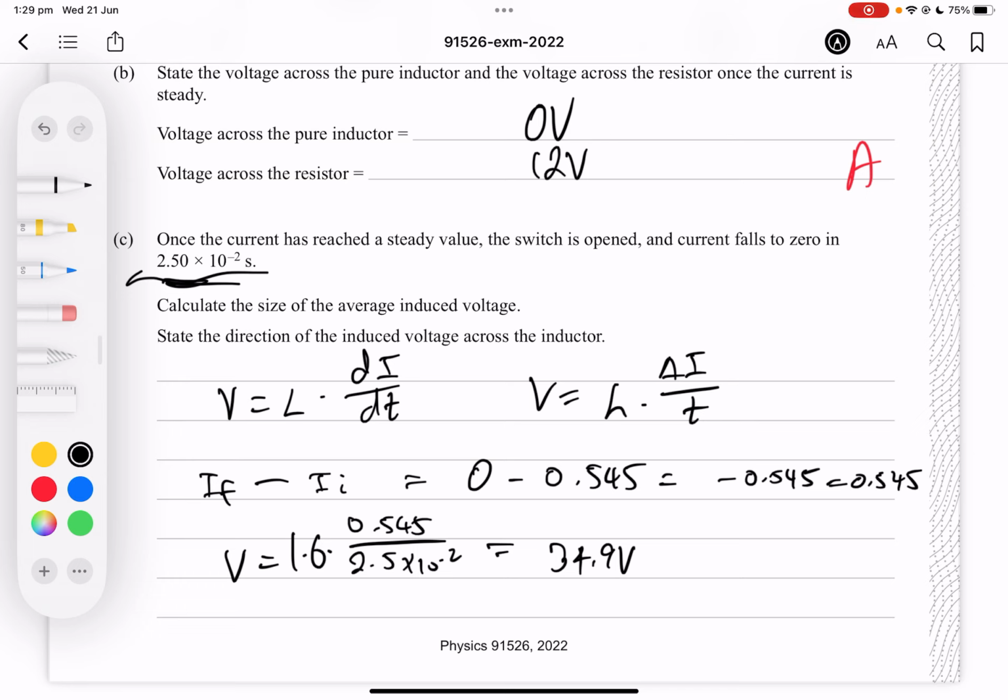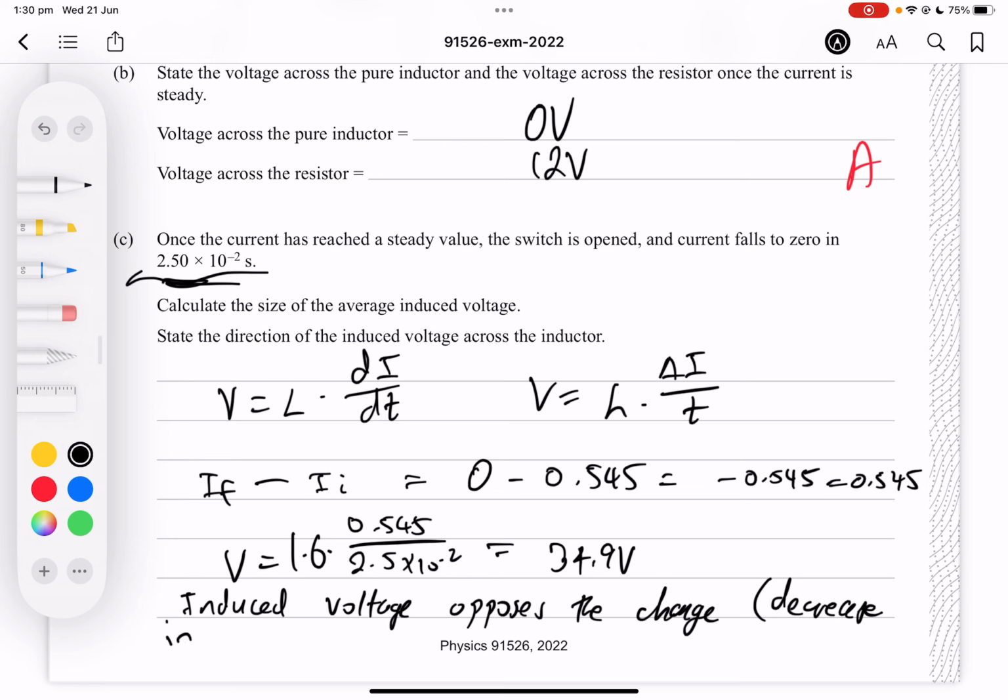So we say induced voltage opposes the change. And the change is a decrease in the current, so a decrease in current is the change. And therefore, it's going to act in the same direction as the original source.